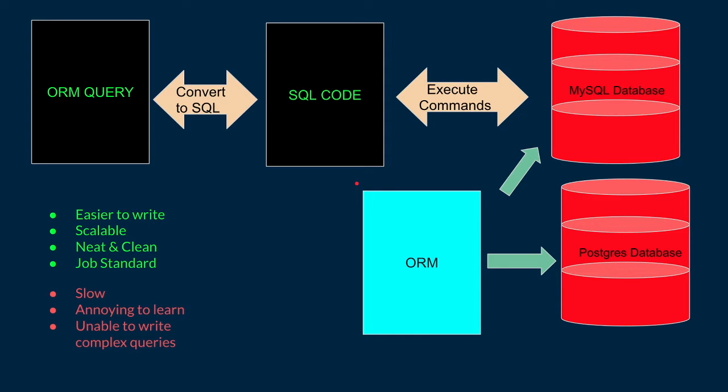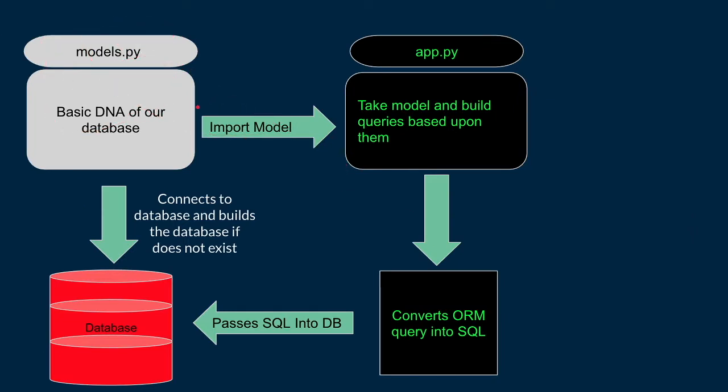Now let's explore how we will be coding our ORM models. Okay, so we will have a file called models.py that will contain the basic DNA structure of our database. We will be importing our ORM here and building out the DNA. Then what will happen is that we will have another file called app.py that will import these models. We will be exploring that in the next video, but it's good for you guys to have a basic understanding right now. When that happens, the models.py will connect to the database or build the database if it does not exist. Then what happens is that in your app.py, the user or the developer will have certain queries. That will be ORM queries, not SQL queries. But those ORM queries will then be converted into SQL, which will be then passed into our database. Okay, now let's start coding.